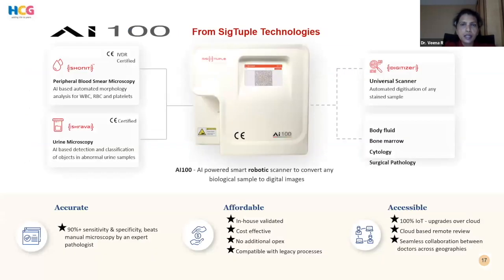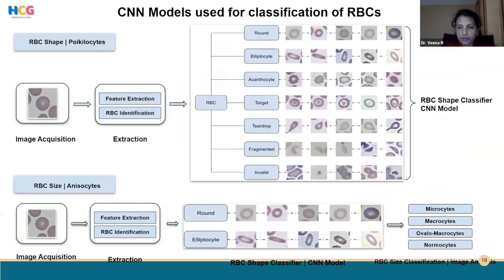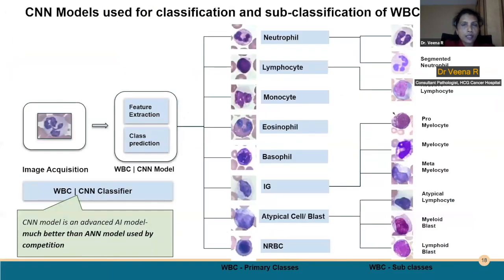So this is the AI 100 equipment, which Dr. Chaitra has already spoken about. This is the equipment that we have adopted. Four such equipments are already placed in four of our locations. So I will not go in depth.